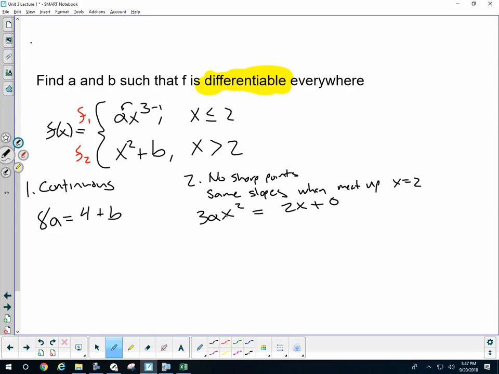So I actually plug in 2. I get 3a times 4, which is 12a, is equal to 4. It gives me a is equal to 1/3. Substitute in, find b.